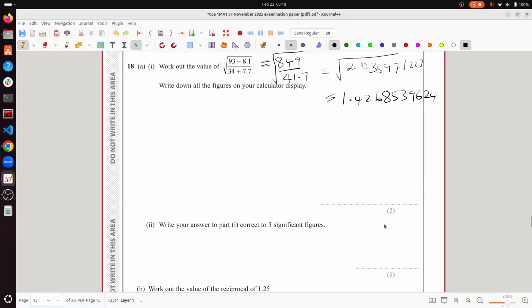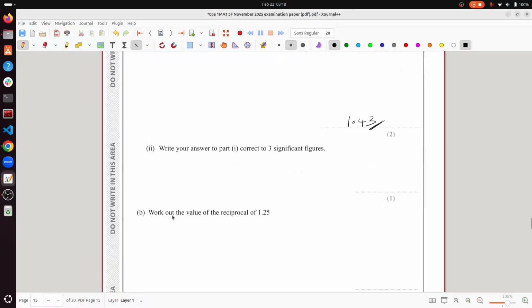Write down your answer to part 1 correct to 3 significant figures. So for 3 significant figures, they want 3 numbers left after we've rounded. So we'll look at these first 3 numbers. The next number after that is 6, which is more than 5, so we round up to 1.43. That's my answer.